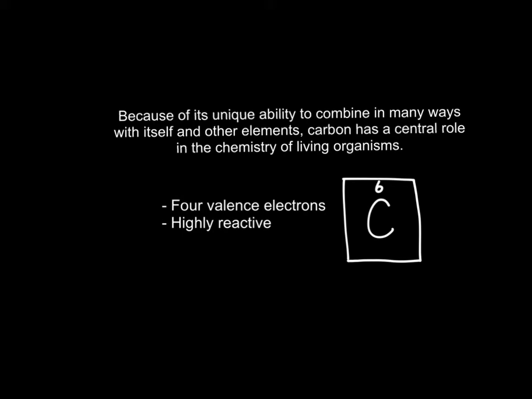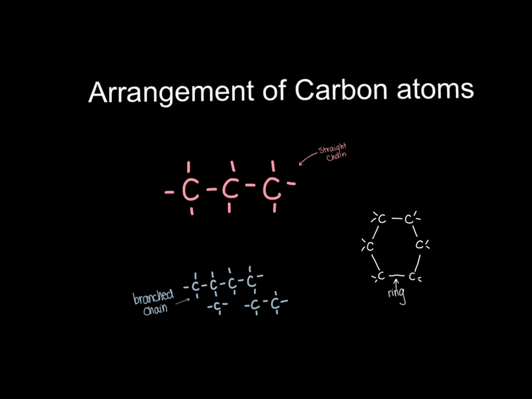Carbon is essential for life and plays a crucial role in our daily lives. With 6 electrons in total and 4 valence electrons in one atom, the element carbon is highly reactive and therefore easy to make bonds with. Carbon atoms can be arranged in different ways. One is the straight chain, the branch chain, and the ring formation.